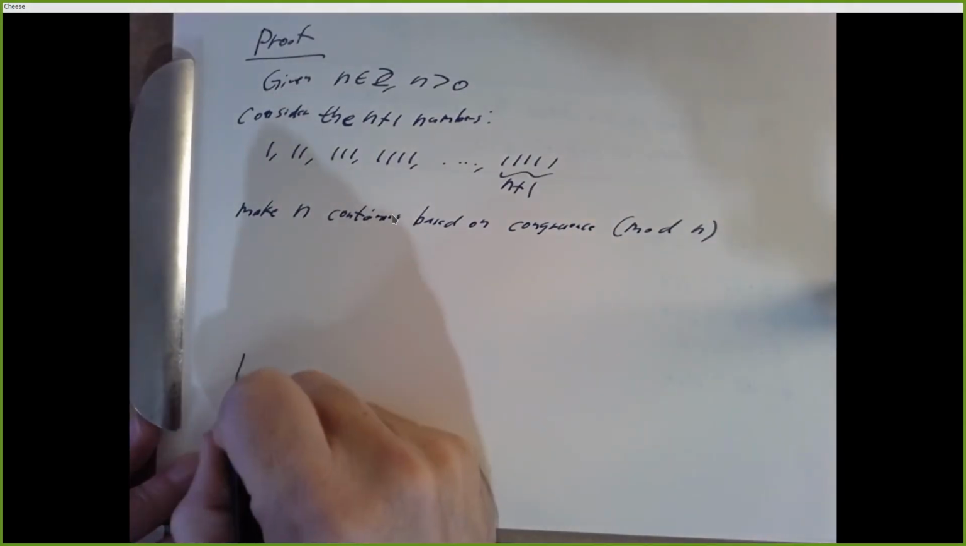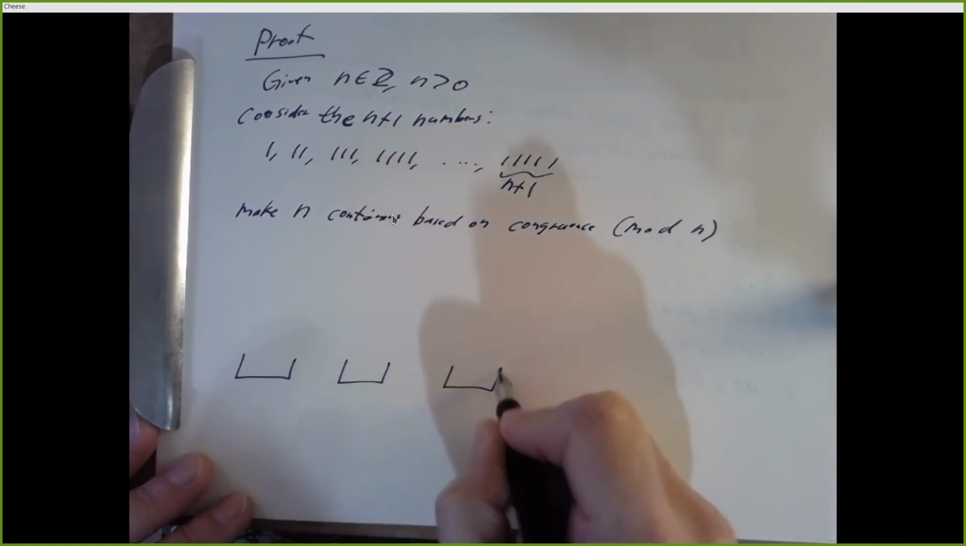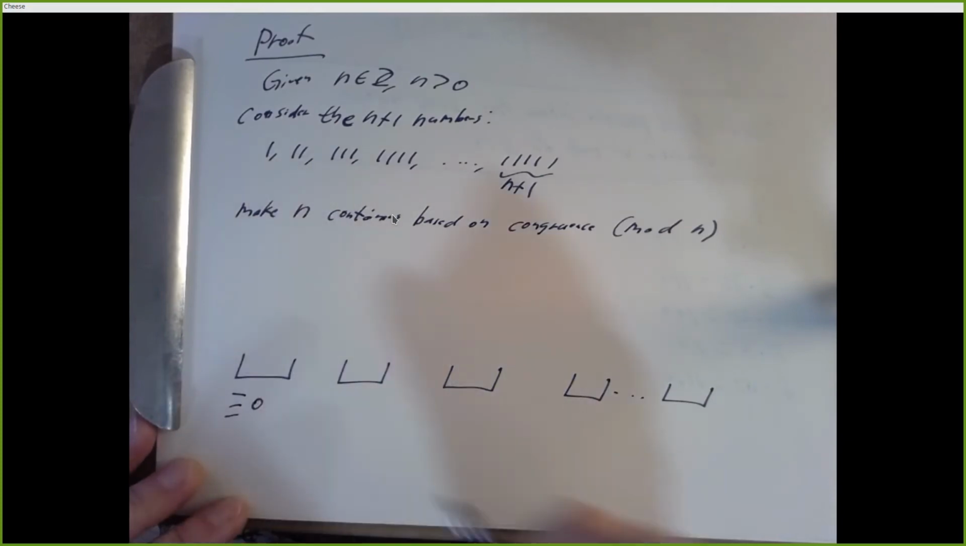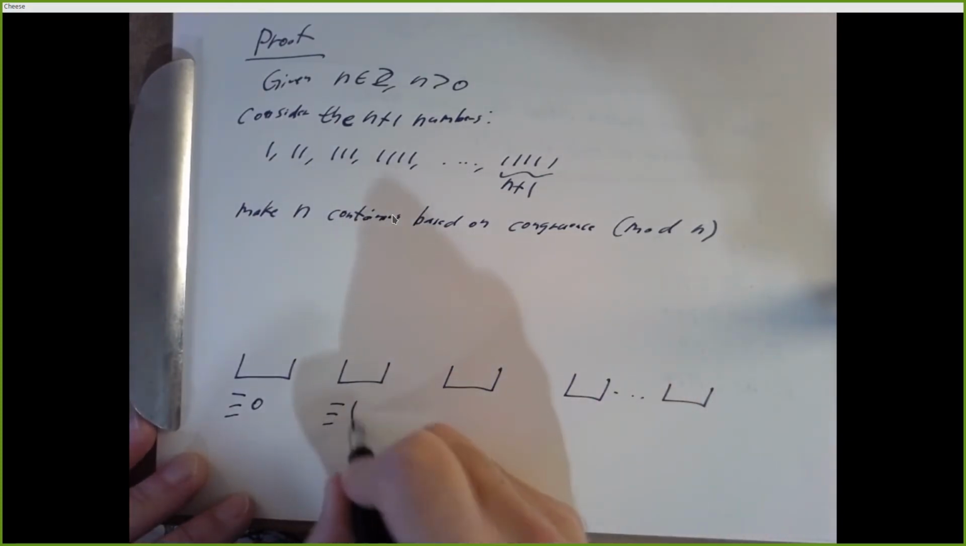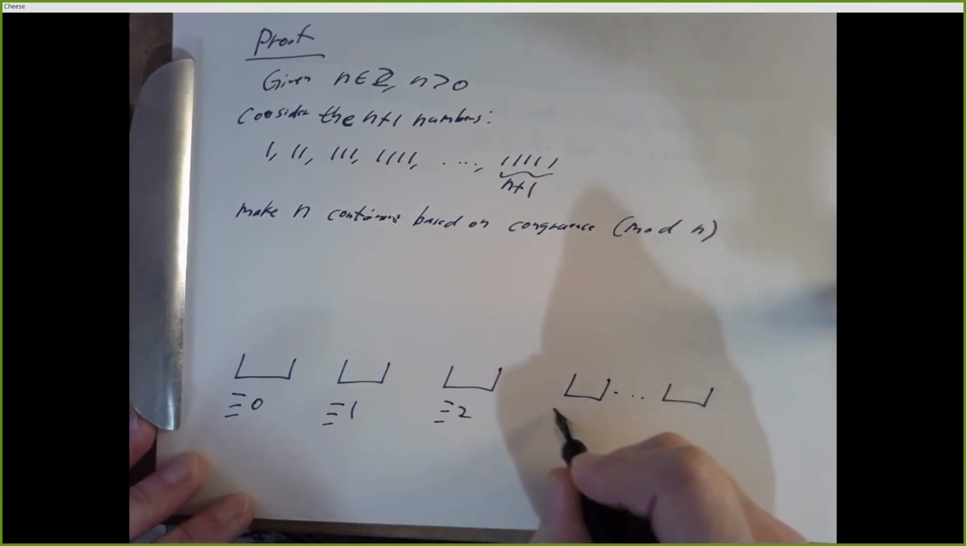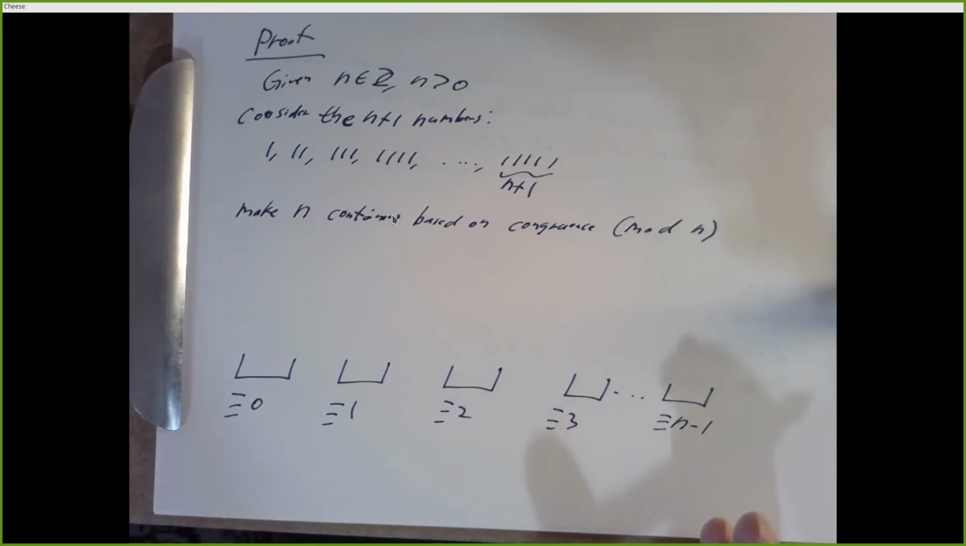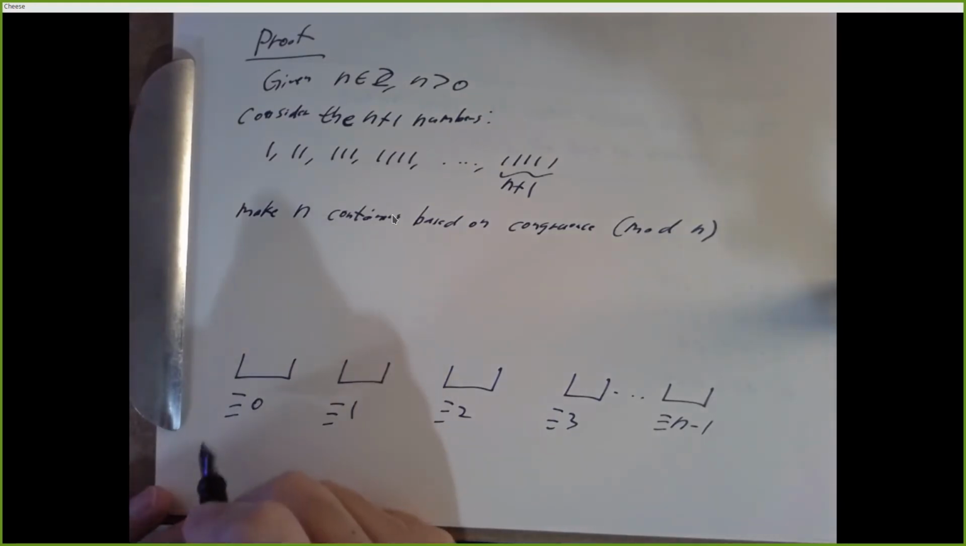So n's a positive integer. We can form congruence classes where we can say anything congruent to 0 goes in here, anything congruent to 1, congruent to 2, congruent to 3, and congruent to n minus 1. And there's at most n different things that you might be congruent to modulo n. Right? We worked pretty hard to state that a few weeks ago. So when you divide by n, you get a remainder somewhere between 0 and n minus 1.